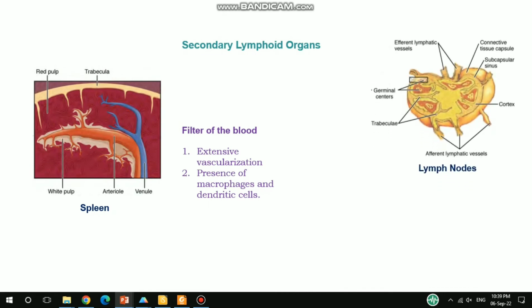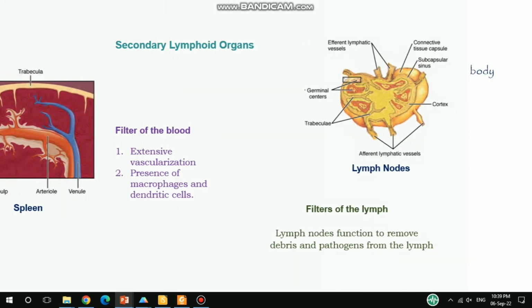Another secondary lymphoid organ is the lymph node. A lymph node is a bean-shaped organ, and it also filters the lymph. It contains macrophages and dendritic cells. Any bacteria that infect the interstitial fluid are taken up by the lymphatic capillaries and transported to the regional lymph node. It also removes debris and pathogens from the lymph.